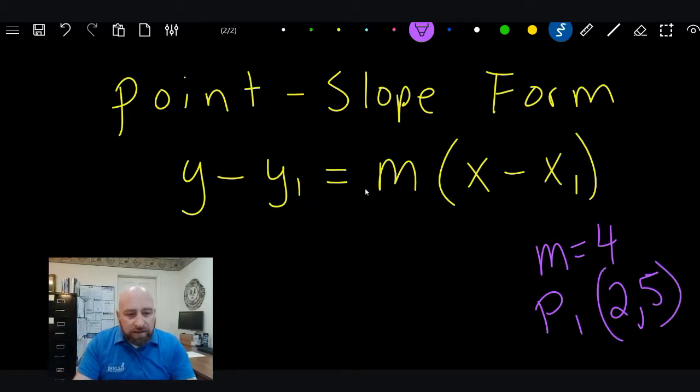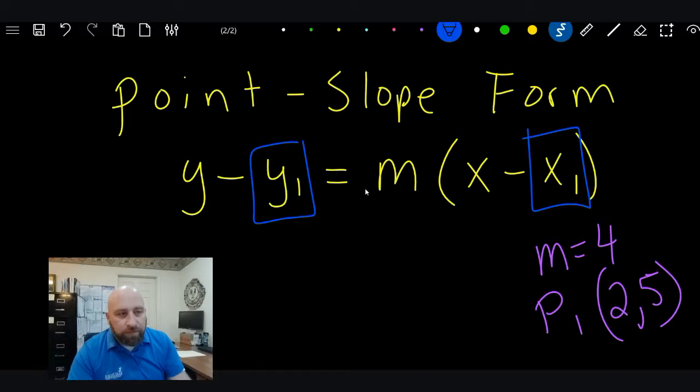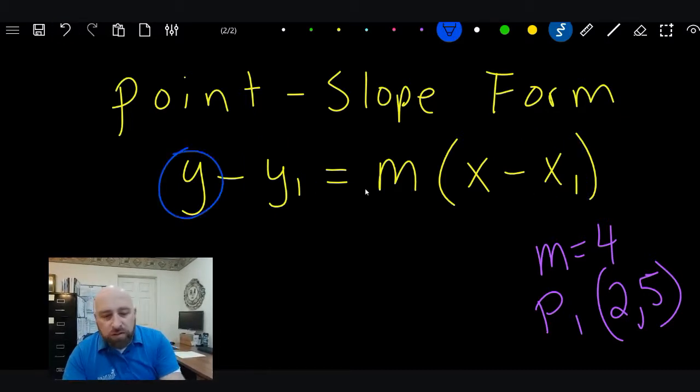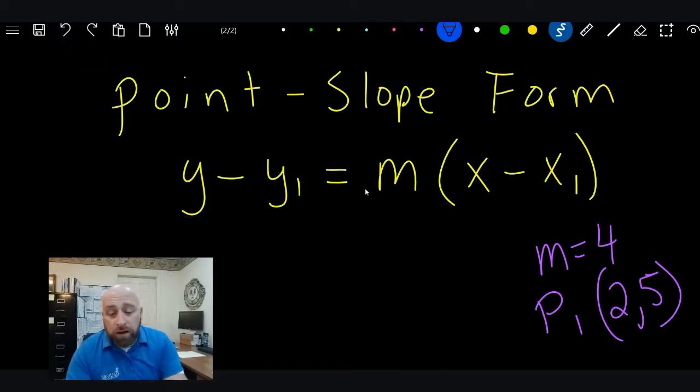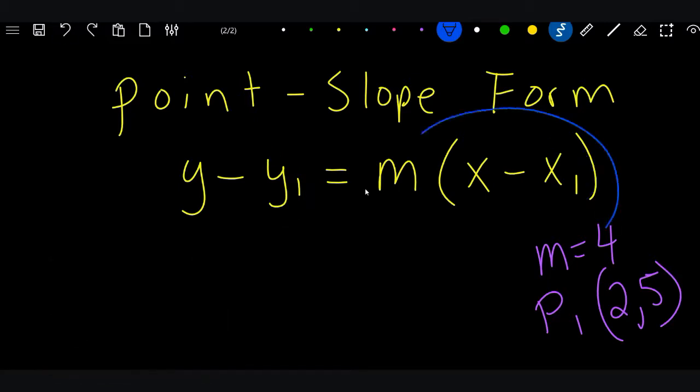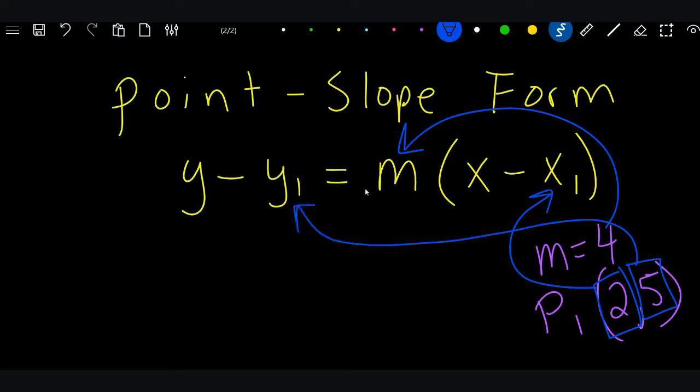This point 1, it's these right here. It's y1 and x1. So the point that they give you, you're going to substitute in for those ones right there. Don't substitute in for these ones. We want to substitute in for the point 1, the y1 and the x1. Where we see the slope, we're going to put that in right there. Now this is point 1, so the 2 is the x. So the 2 would go here with the x, and then the 5 would go over here with the y1, because that is point 1.